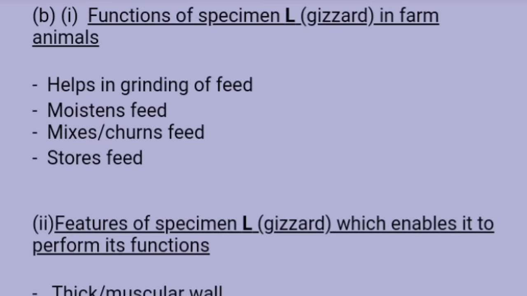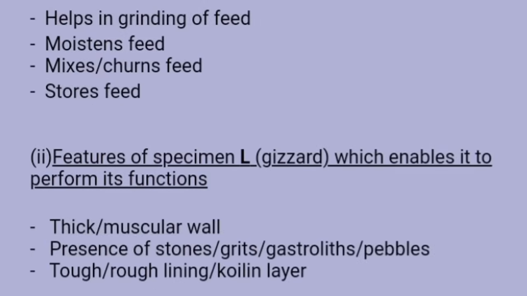So in summary, I'm saying the functions of gizzard is that it helps in grinding of feed, it moistens feed, it mixes or churns the feed, and stores the feed. And what's the feature of this gizzard that enables it to perform its functions? So it has a thick muscular wall. Okay, thick muscular wall. That's for the churning. All right, and then the presence of stones or grit or gastroliths or pebbles, it helps to churn the food properly. And then the tough or rough lining, the koilin layer, also helps in churning and grinding the feed.